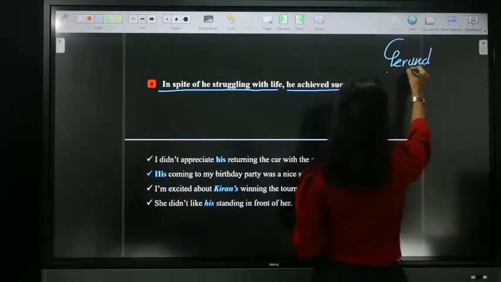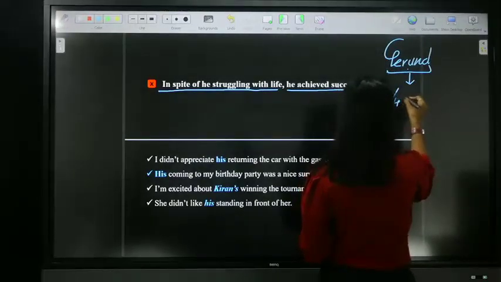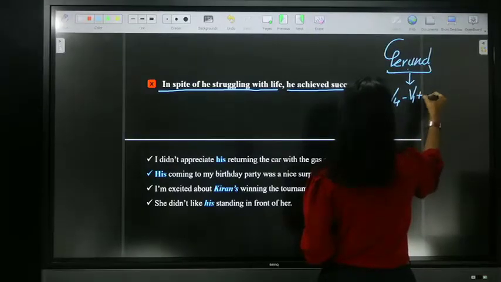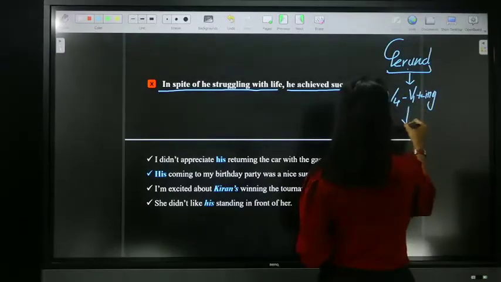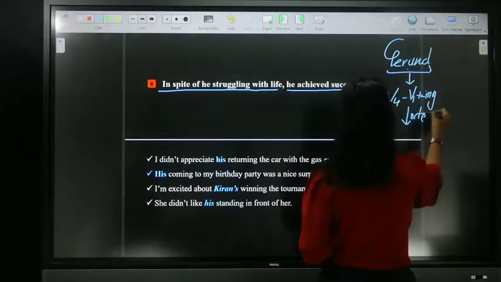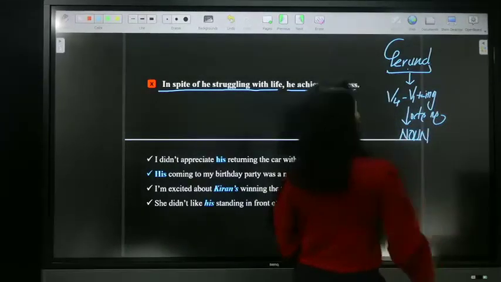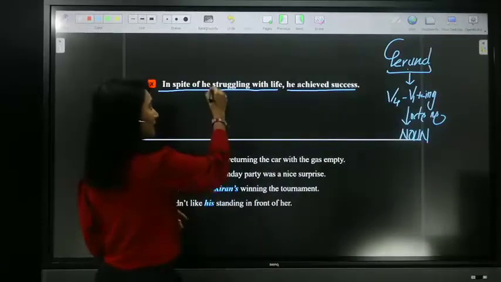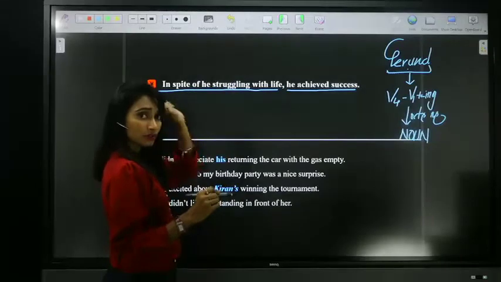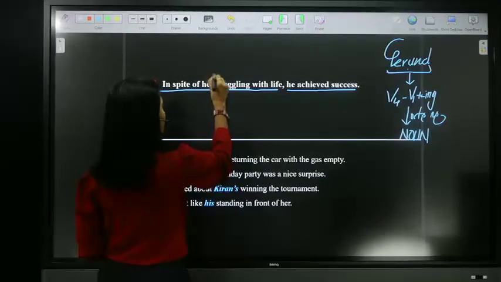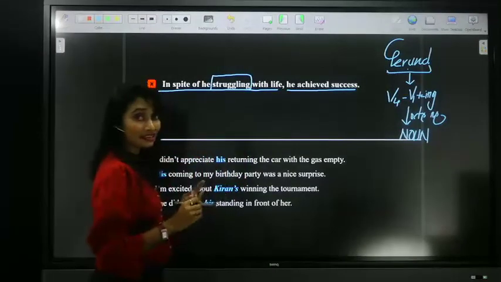See, we know gerund. What is this gerund? Gerund is nothing but V4. V4 is nothing but V1 plus ing. If V1 plus ing acts as a noun, it is called gerund. Here, struggling is not taking the part of a verb. It is not acting as a verb. It is not taking the position of a verb. It is here acting as a gerund.